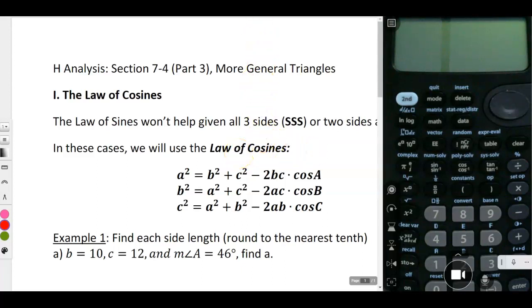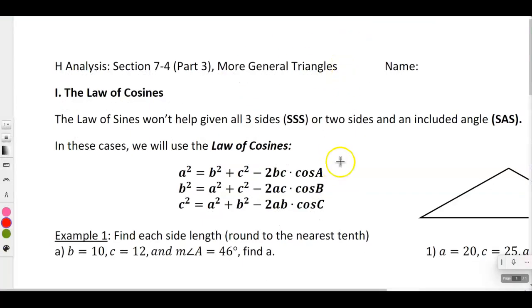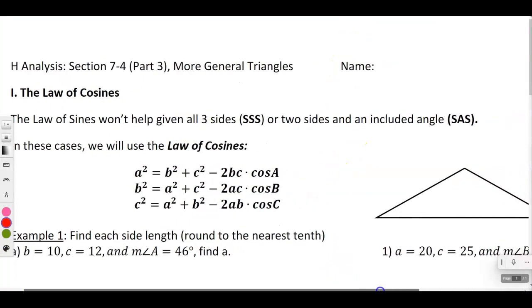So the short answer that works most of the time is that law of sines works for when you have two angles. So if you have angle, side, angle, or angle, angle, side. If you have more angles than sides, the law of sines works really well. Okay. However, if you have more sides than angles, like side, side, side, and side, angle, side, that's when you use the law of cosines. Okay.